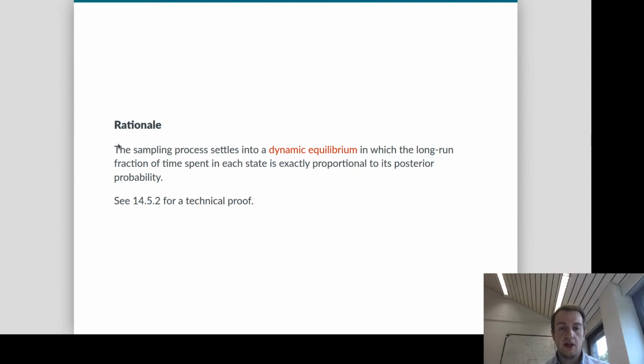But still, with some assumptions, you can show that this sampling process, the Gibbs sampling algorithm, will settle in a dynamic equilibrium in which the long-run fraction of time spent in each state is exactly proportional to its posterior probability. So we can show mathematically that the equilibrium distribution corresponds to the posterior probability distribution that you care about. If you're curious about that, but this is out of the scope of the course, you can read this section from this textbook where you will find the demonstration.